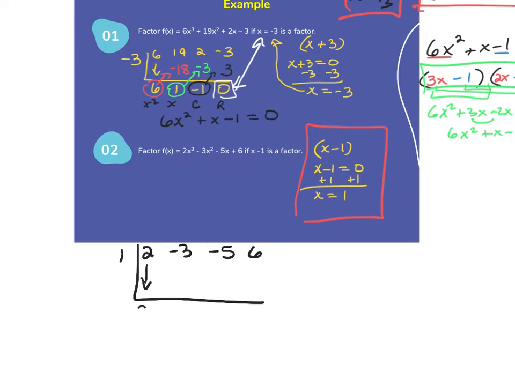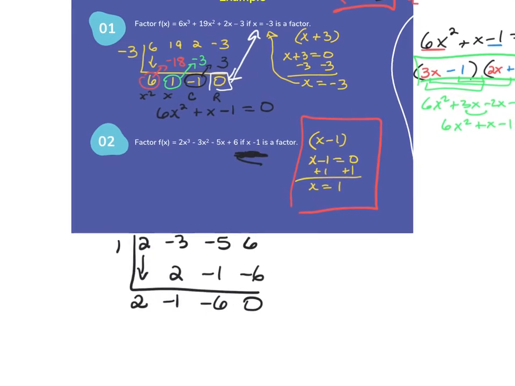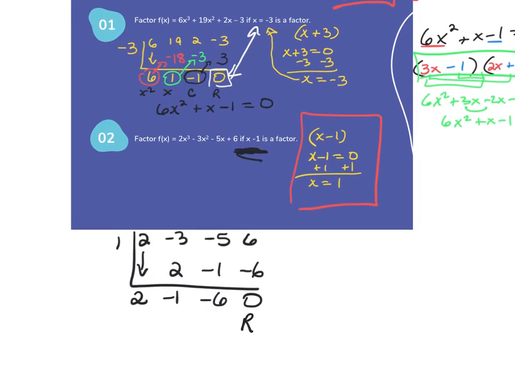Bring down the first term, multiply, add the first column, and then multiply, add the column, multiply, add the column. Again, I got a remainder of 0, which I already knew because they told me this was a factor. So now I add my x's back in. So 2x squared minus x minus 6 equals 0. I now need to factor this trinomial.